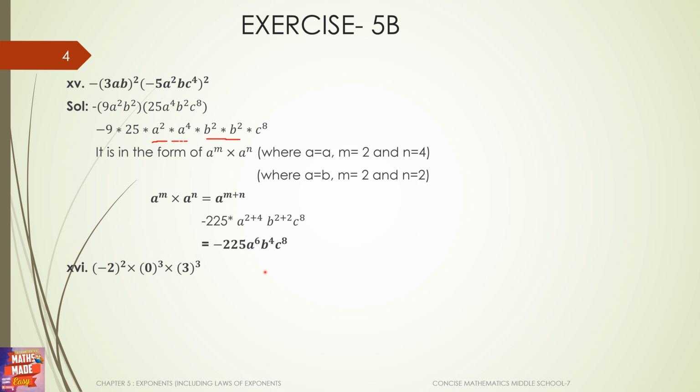Here is our 16th question. Here you cannot apply any formula since the bases are different. Here it is minus 2, here it is 0 and here it is 3. So you cannot apply any formula. You can just multiply this minus 2 twice. So minus 2 into minus 2 will be plus 4 and 0 into cube, 0 into 0 into 0 will be 0. 3 into 3 into 3, 27. Right? So finally 4 into 0 into 27 will be 0. I hope it's clear. Let's move.